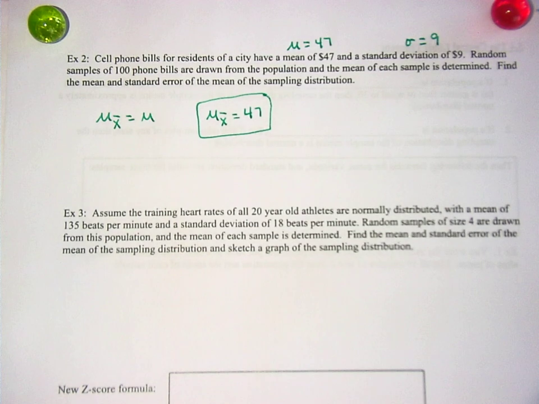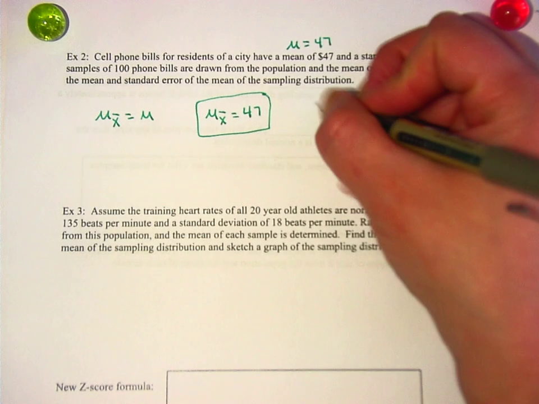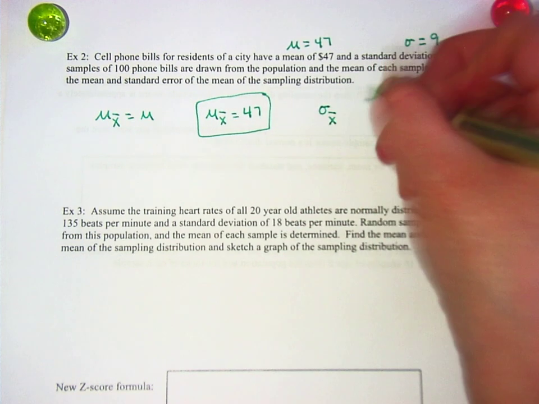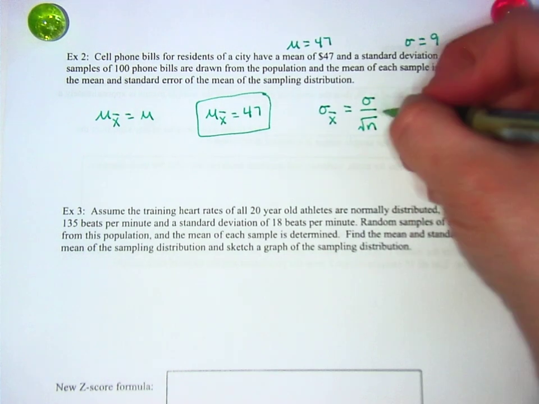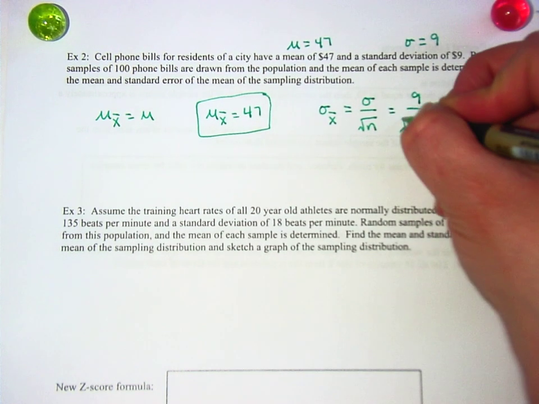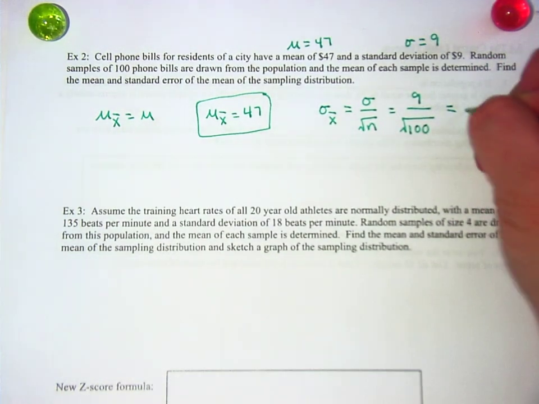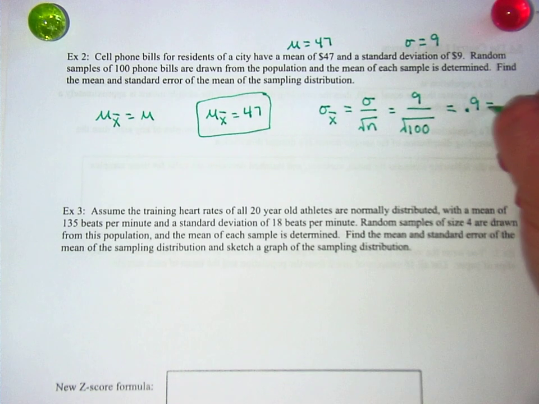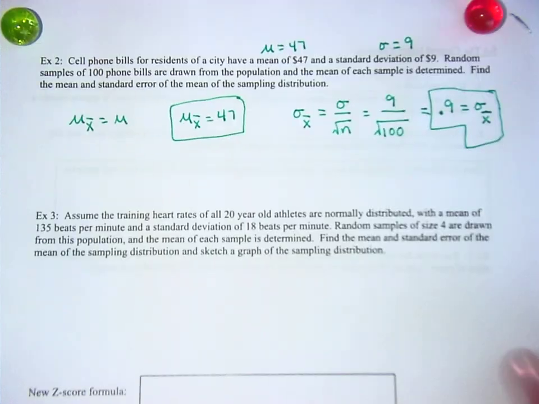But our standard deviation will change. And the formula for that was sigma divided by the square root of n. So I guess I'll write it like this: the standard deviation of the means is the standard deviation divided by the square root of n. So in this case, it's 9 divided by the square root of 100, 9/10 or 0.9. So the standard error is 0.9. See, the math's very simple, but understanding what we're talking about is kind of tough.